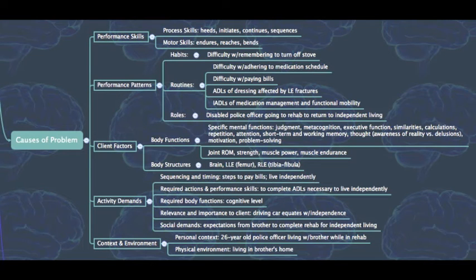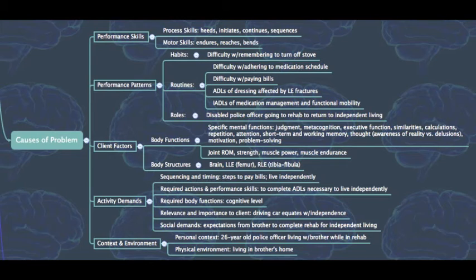Causes of problem. DB's problems can be attributed to his deficits in particular areas. In performance skills, DB has difficulty with process skills of heeds, initiates, continues, and sequencing as noticed by the therapist during the Cognistat evaluation. In motor skills, DB has difficulty with endurance, reaching, bending, as is evident in his lower extremity dressing. Under performance patterns, the routines that have been disrupted in DB's life are difficulty adhering to medication management and schedule, ADL dressing due to lower extremity fractures, and functional mobility.